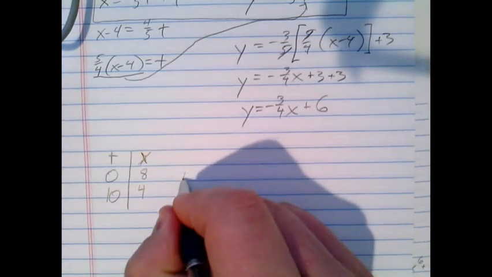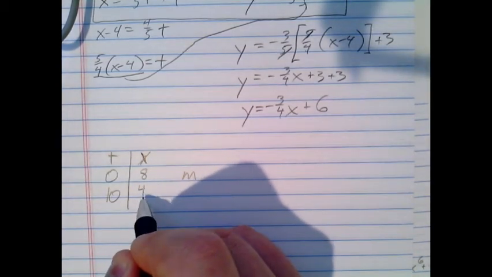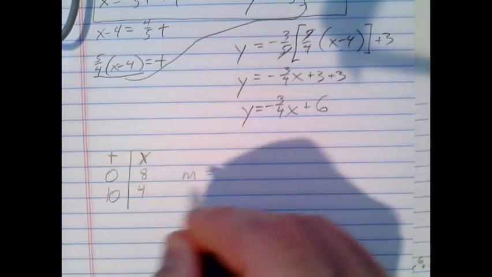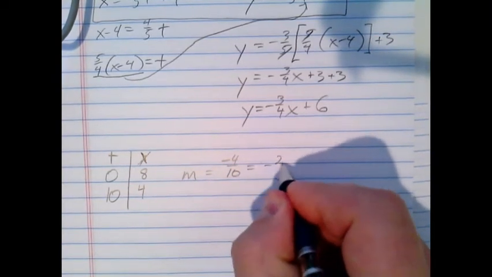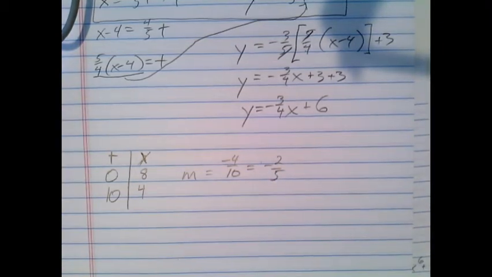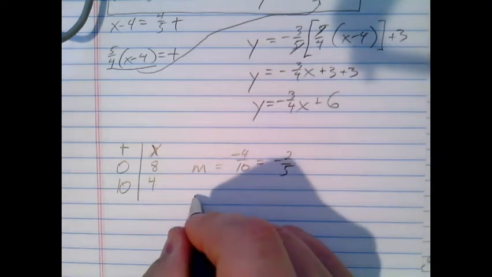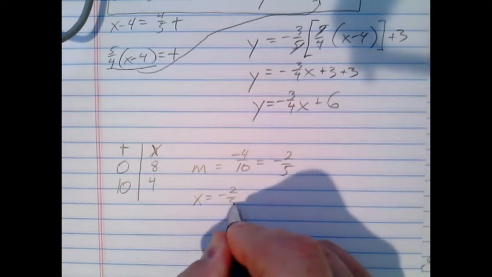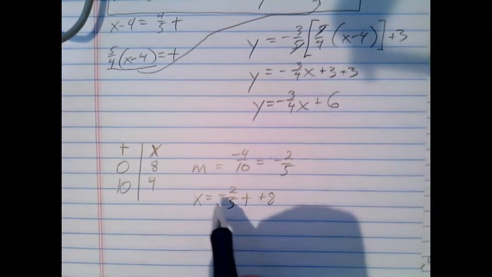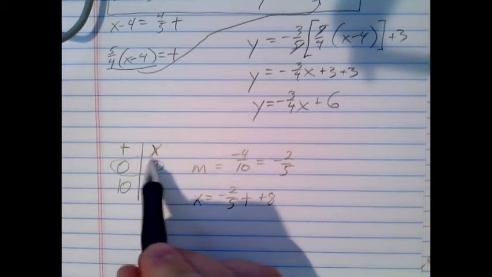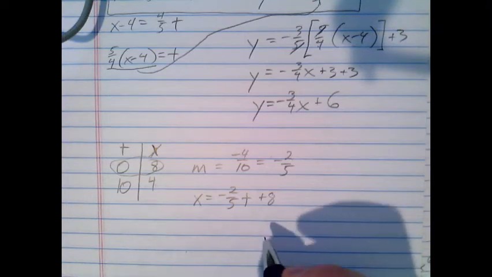This time it looks like my slope would be, my output variable is dropping, so that's my rise. My rise is negative. Run is still positive. So -4/10 or -2/5. Need to refocus my camera there. So that would be x equals -2/5 t. And I can go ahead and put in +8 because I can see that when t is 0, x would have to be 8.